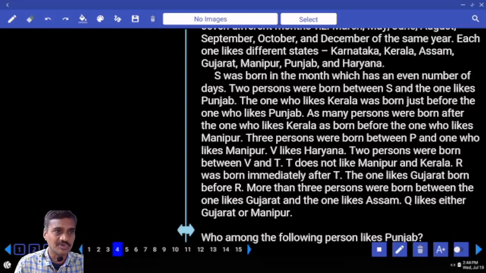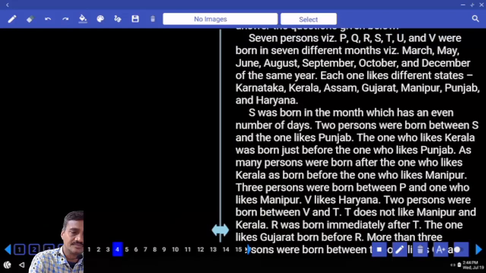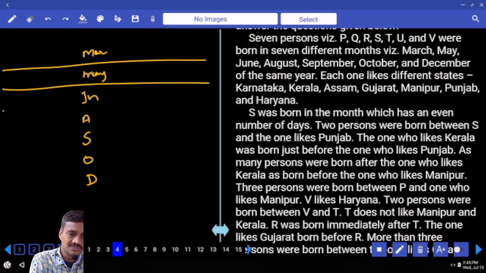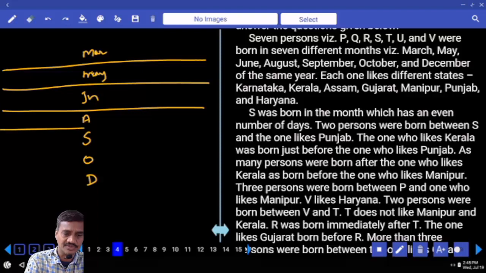Now first priority, PO prelim is not clerk prelim. And if it is clerk prelim, definitely under the second priority. Now under PO prelim, the months given were March, May, June, August, September, October and December. Now altogether how many months do we have? 7 months. Now 7 persons in these 7 different months, and they are from different states as well, and they like different states.